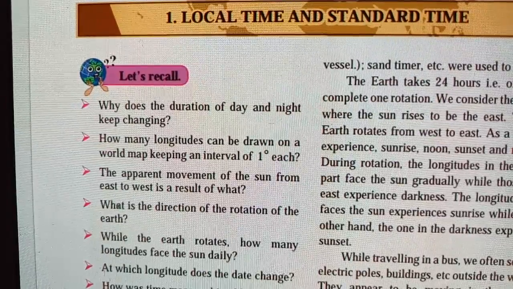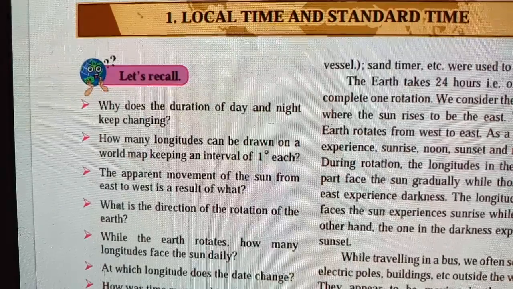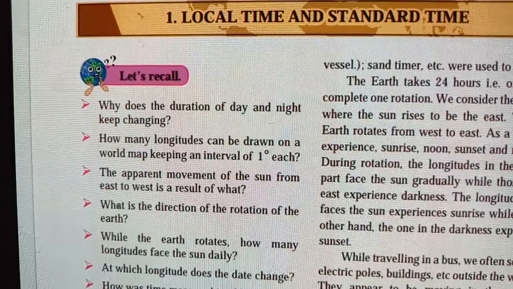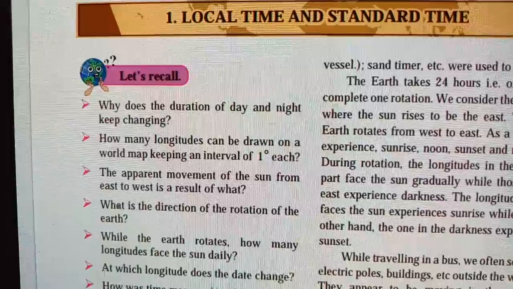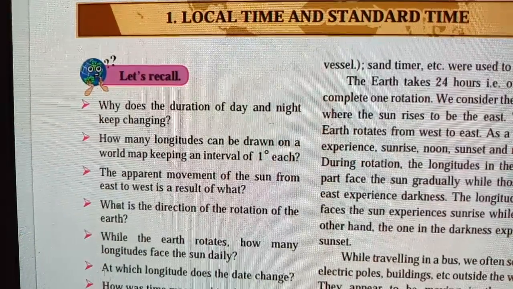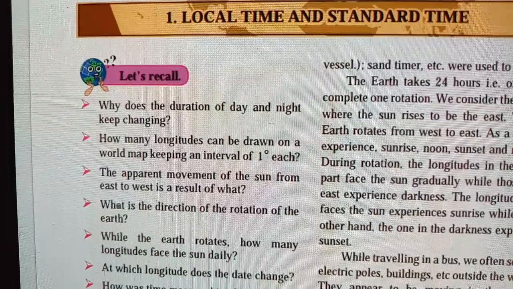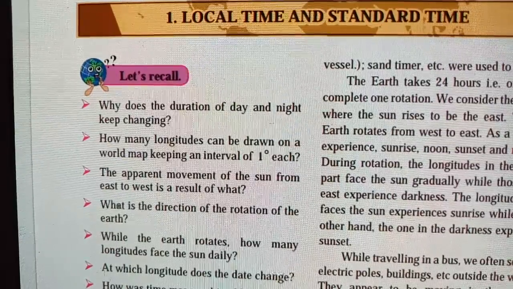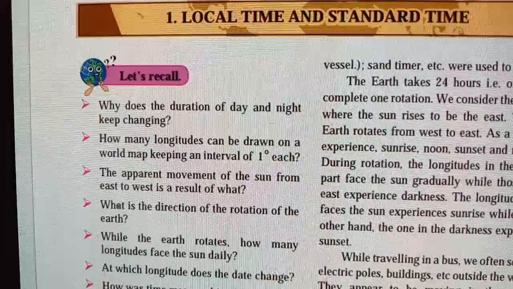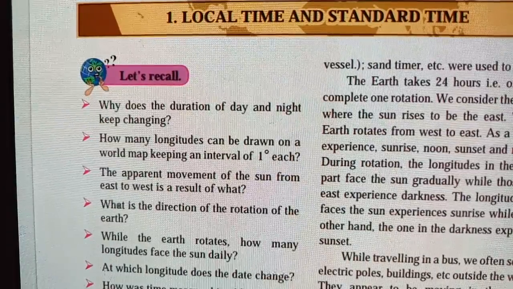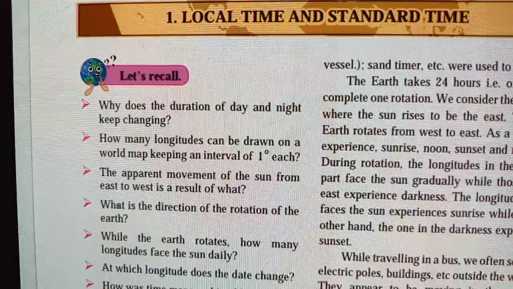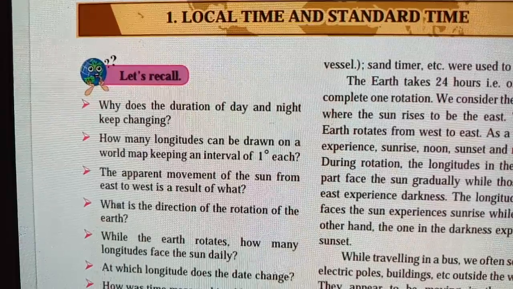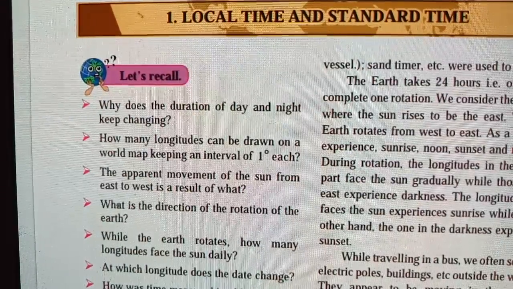Now second, how many longitudes can be drawn on a world map keeping an interval of 1 degree each? As you all know, if we keep an interval of 1 degree each, it will be 360 longitudes. You may be confused about what longitudes and latitudes are; I will explain this further. So the first answer is 23.5 degrees because of the Earth's tilt. Second, at an interval of 1 degree each there will be 360 longitudes.